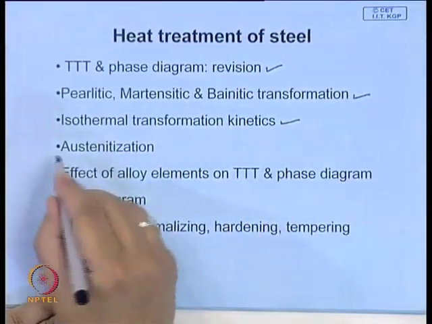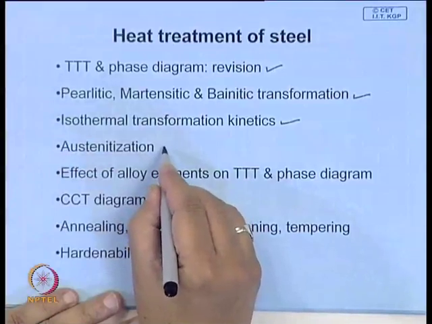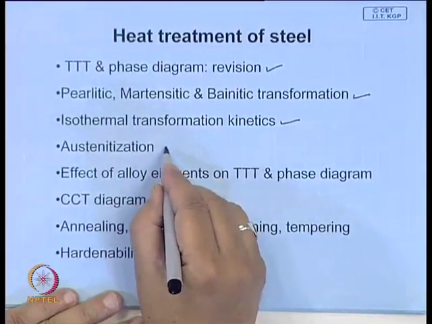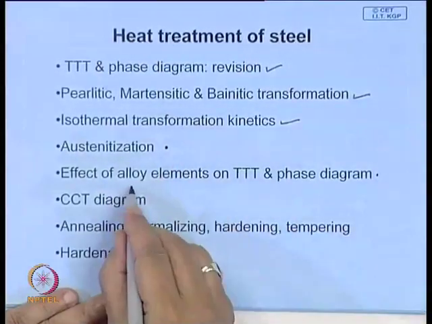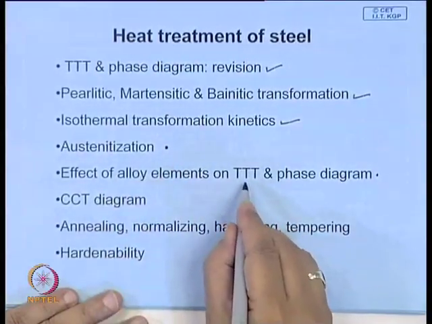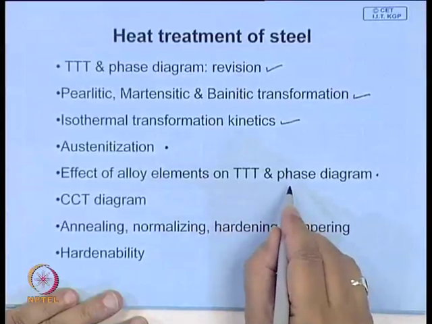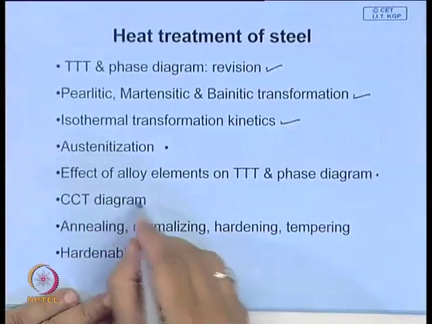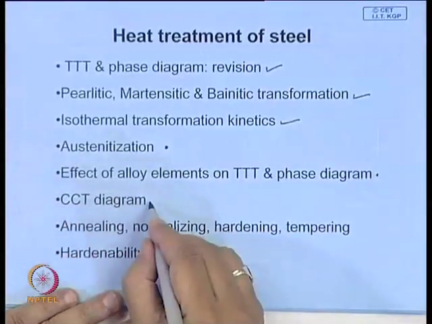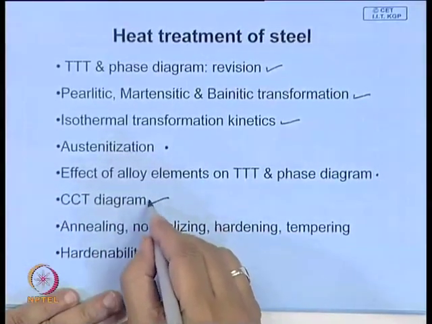Now, these are the things which are left, we have not covered yet. We will try to cover the effect of alloy elements on the time temperature transformation diagram and phase diagram. We have looked at the continuous cooling diagram and seen why it is necessary.